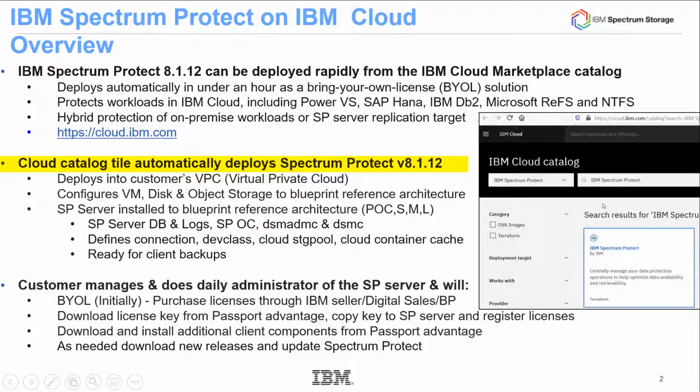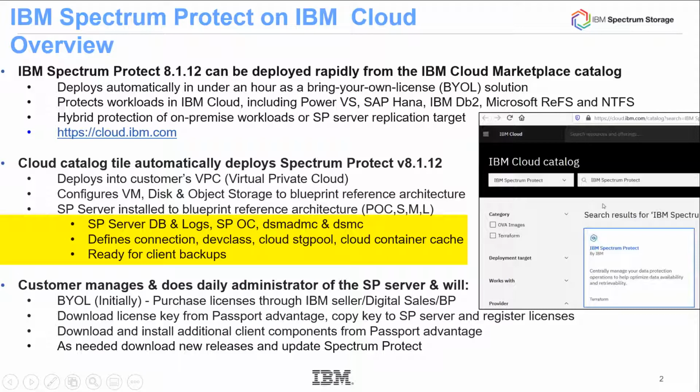If you click on the tile in the IBM Cloud, it will deploy in under an hour a Spectrum Protect server version 8.1.12, and this is deployed into the customer's virtual private cloud. This solution is going to configure the virtual machine, the disk and object storage, and all the pieces needed to create a Spectrum Protect server that complies with the Spectrum Protect blueprint reference architectures. These could be either a proof of concept, a small, a medium, or a large size.